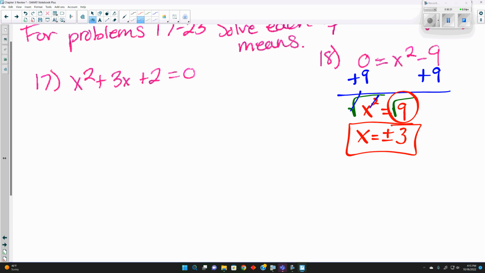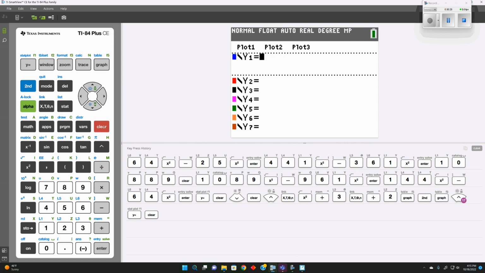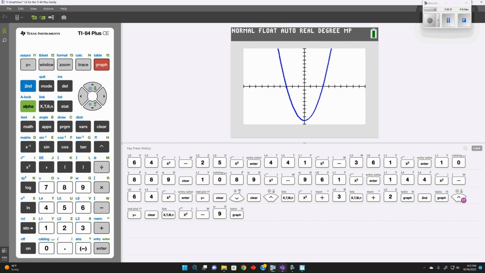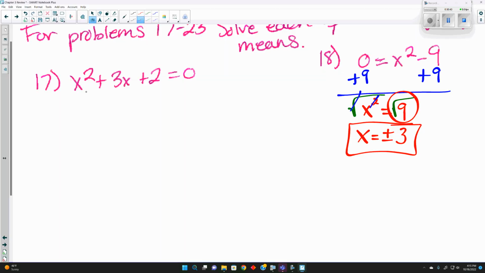And again, if we graph this, we could go y equals, so we'll clear the first one out. We have x squared minus 9. Graph. And again, we see that it does cross in two places. And if we go second table, I'll scroll up. I do see that at -3, the y value is 0. And at 3, the y value is 0. So our two solutions are positive or -3. And that's it for that there.